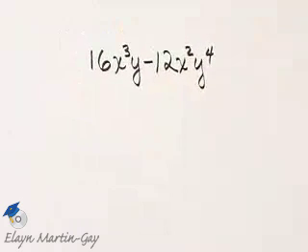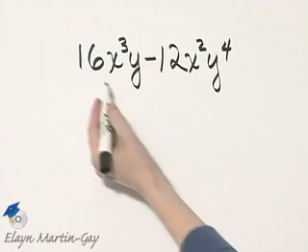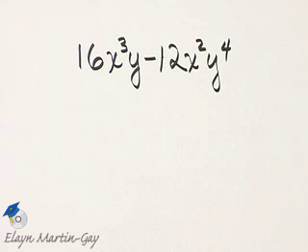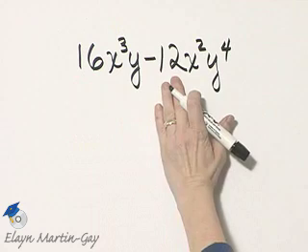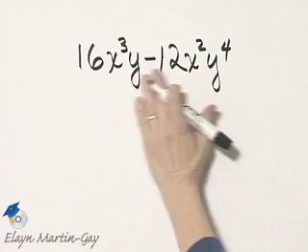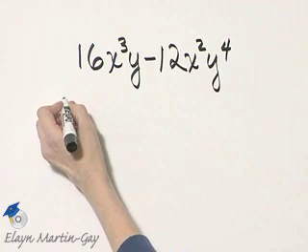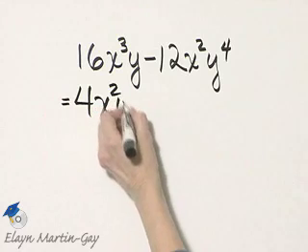What's the first step? Remember, we want to see if there's any common factors in these 2 terms. 16x cubed y and plus or minus 12x squared y to the 4th, depending on how you want to think of this. Notice there's a common factor of 4. Notice there's a common factor of x squared and a common y. So what is our greatest common factor? It is 4x squared y.